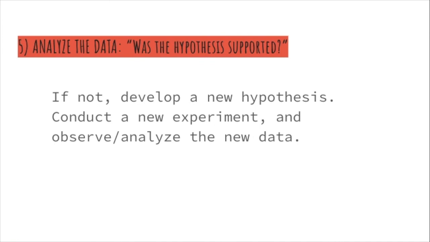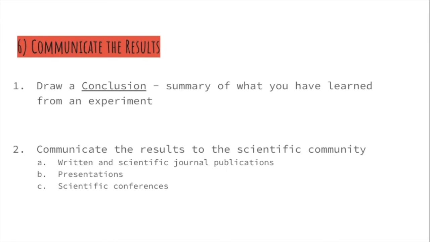The scientist then summarizes their findings and relates them to their hypothesis. Was the hypothesis supported? If not, a new hypothesis is developed, a new experiment is conducted, and the new data is observed and analyzed. The last step of the scientific method is to communicate the results.